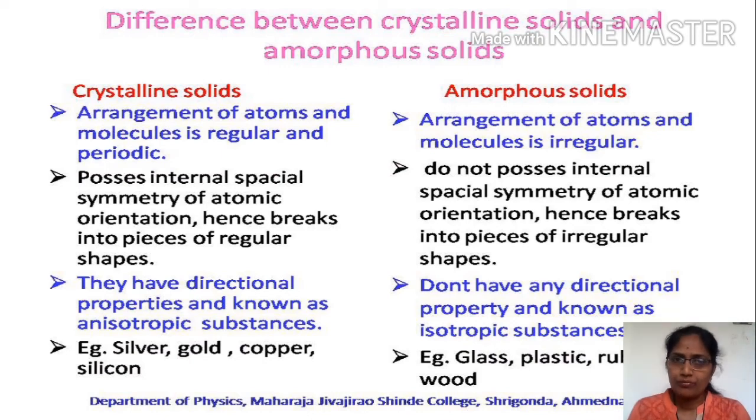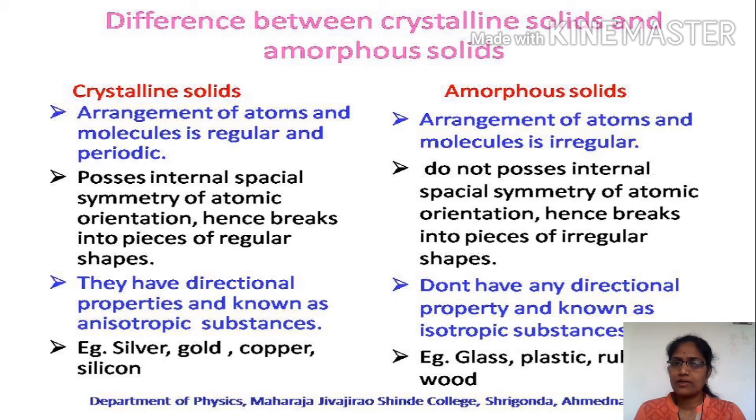Let's find the difference between crystalline solids and amorphous solids. So, let's start with the definition. In crystalline solids, there is a regular periodic arrangement of atoms or molecules in space, and such periodic arrangement is not present in amorphous solids. Crystalline solids possess internal spatial symmetry, that is symmetry of atomic orientation, and hence if we try to break them, they break into a regular shape. But as amorphous solids do not have periodicity of atomic arrangement, if we break them, they break into pieces of irregular shape.